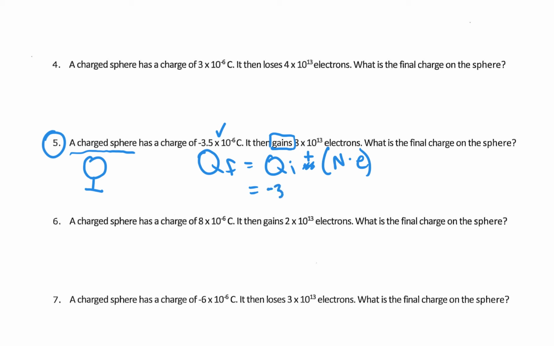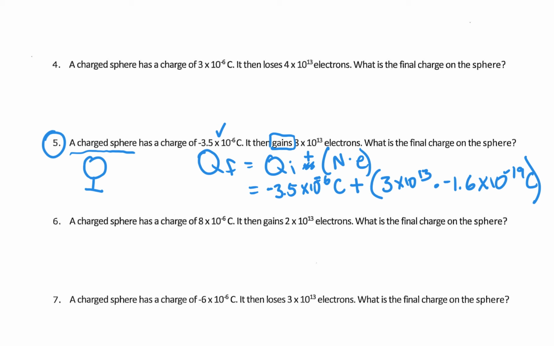The Q initial is negative 3.5 times 10 to the negative 6th coulombs. And then it gains plus how many? 3 times 10 to the 13th electrons, but each electron is negative 1.6 times 10 to the negative 19th coulombs. Okay, that's kind of the setup.